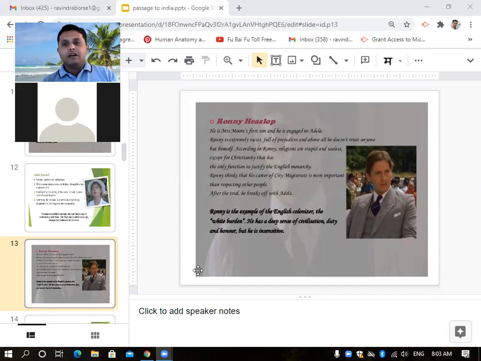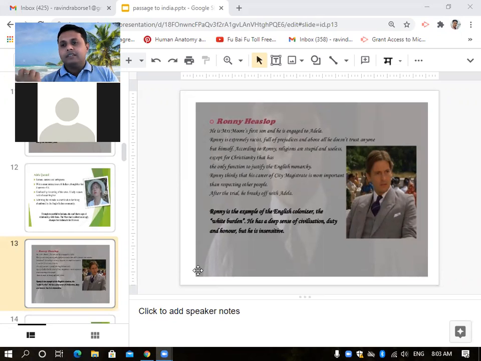And when Ronnie learns that his mother, that is Mrs. Moore, and his would-be wife, that is Adela, have a friendship with an Indian, that is Dr. Aziz, Ronnie becomes very angry because he does not like that a British should have friendship with an Indian. That's it. So we can say that Ronnie is a very rude and confusing character. We can call him an antagonist over here.